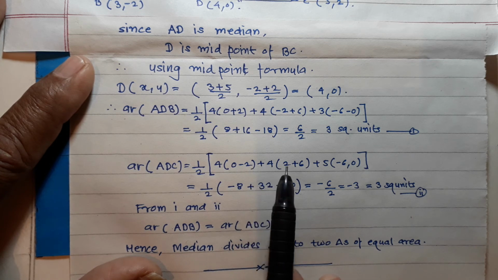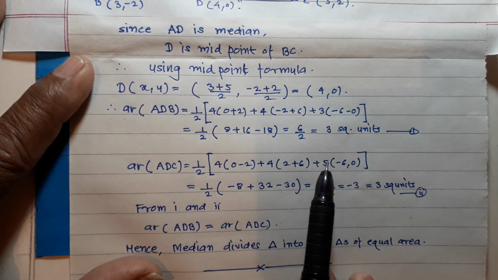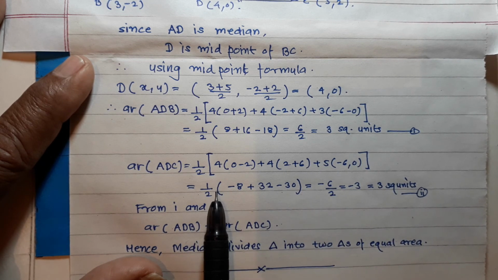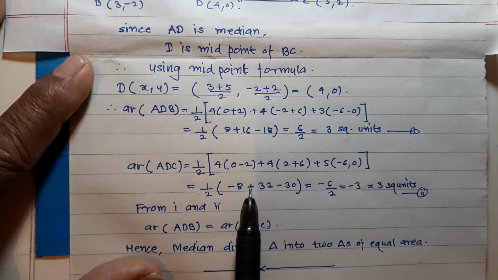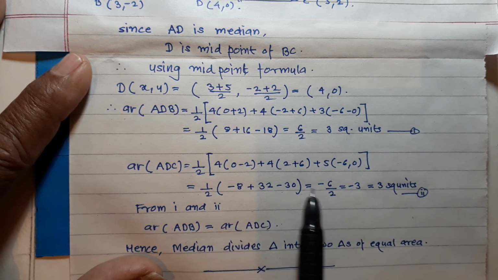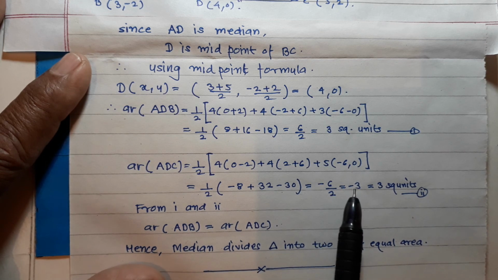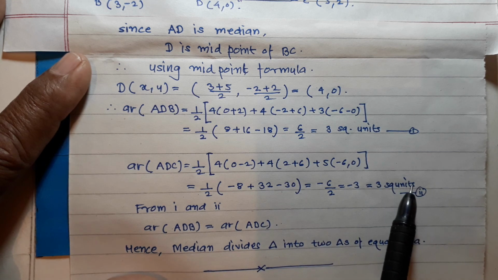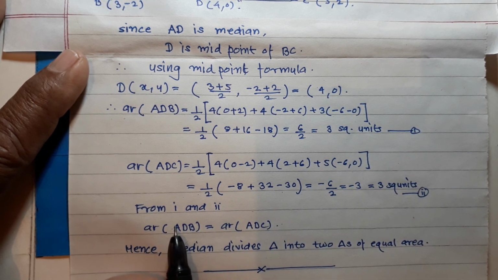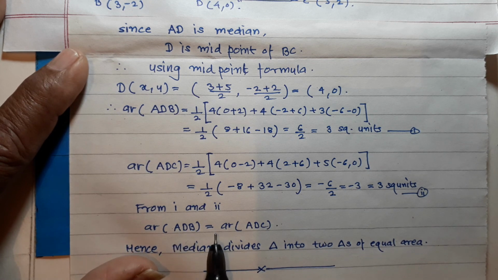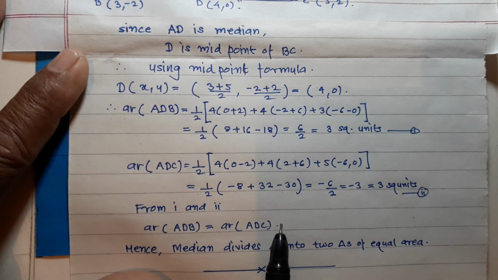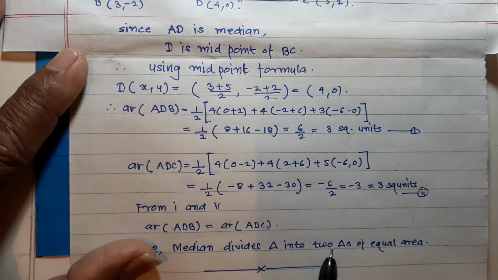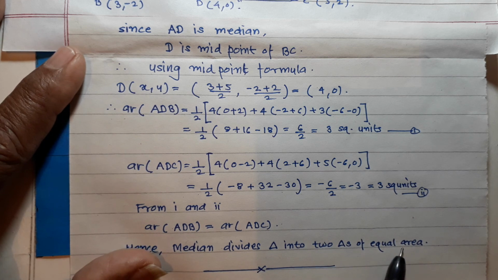Similarly, area of triangle ADC is equal to 1 upon 2 [4 into bracket 0 - 2, plus 4 into bracket 2 + 6, plus 5 into bracket -6]. If you simplify this, you will get 1 upon 2 into bracket -8 + 32 - 30, which is equal to -6 upon 2, which is equal to -3. So it is equal to plus 3 square units. And from 1 and 2, area of triangle ADB is equal to area of triangle ADC, and hence the median divides the triangle into two triangles of equal areas.